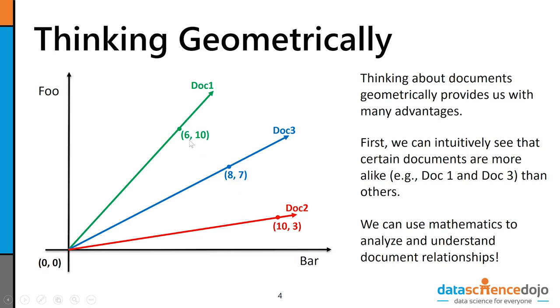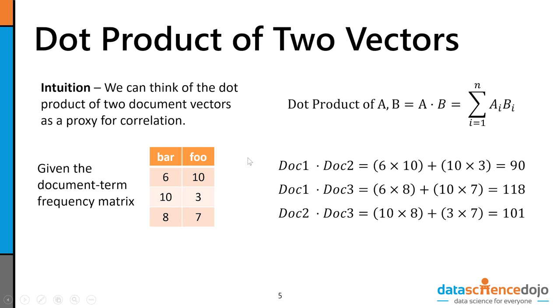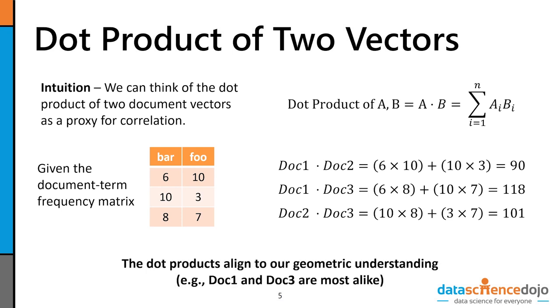This one and this one, doc 1 and doc 2, are farther apart. So it makes sense that the dot product score would be less between doc 1 and doc 2 than it is between doc 1 and doc 3. So there you have it. The dot product aligns to our geometric understanding. Notice that the intuition you had just by looking at the geometric plot actually matches the numbers you see here for the dot product. So the dot product is going to be super useful conceptually, and we'll see why I'm belaboring this point in some later slides.